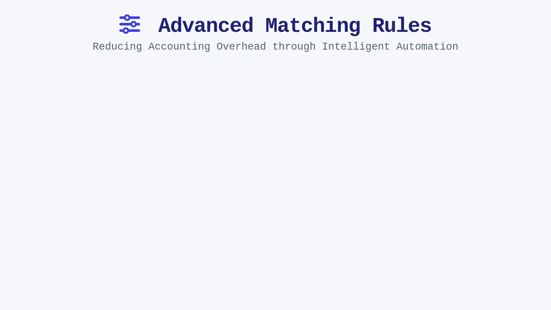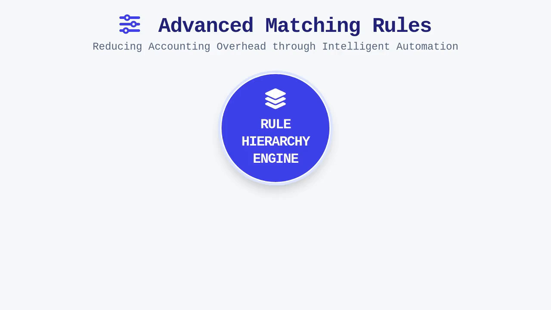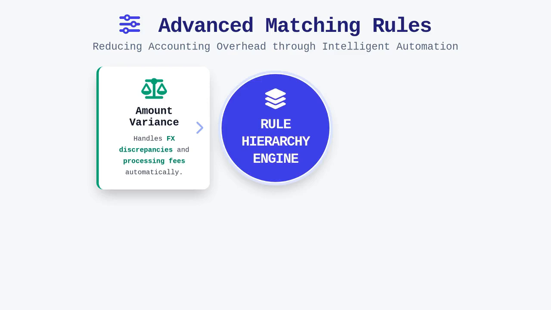Configuring advanced matching rules is perhaps the most critical step in minimizing accounting overhead. You define these rules by establishing a hierarchy of criteria, instructing the system on how to behave when a perfect match is not immediately obvious. For instance, you might define a rule that allows for a small variance in amount, effectively accounting for minor discrepancies in foreign exchange calculations or processing fees.